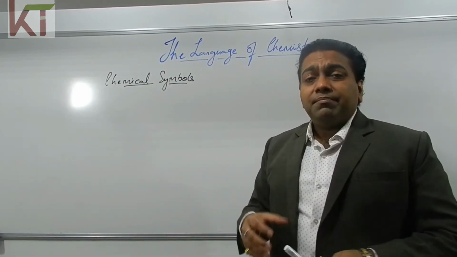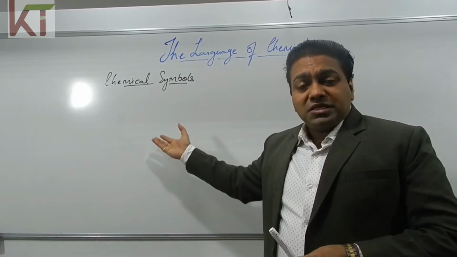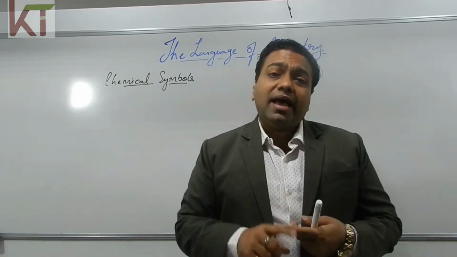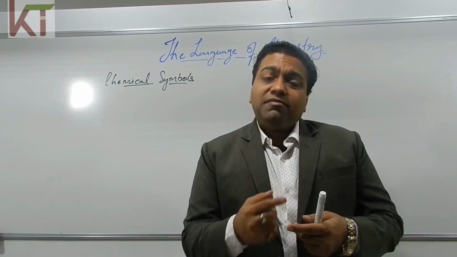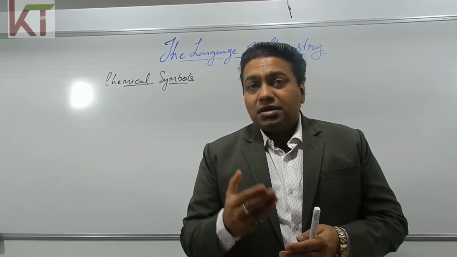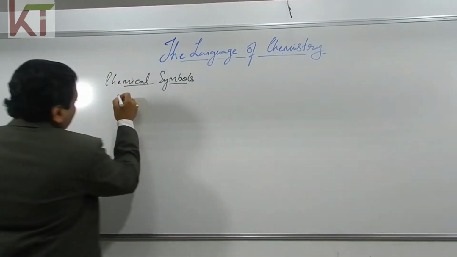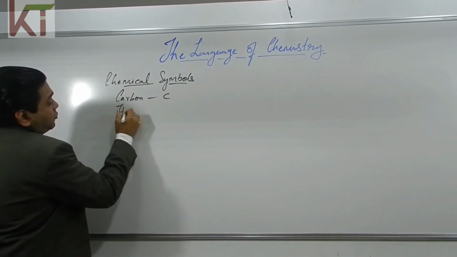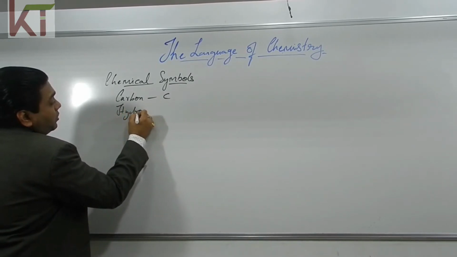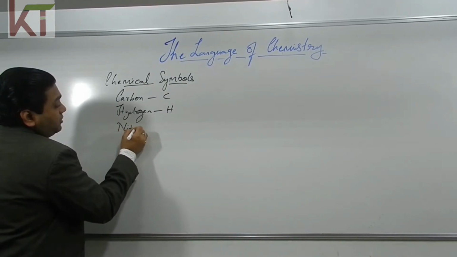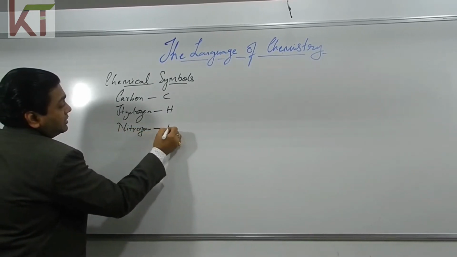Now, for example, we discussed a lot of examples last time. I'll be discussing some more of them. So, how do we name the symbols? There are atoms which will have the symbols only with their first letters, like carbon, the symbol is C. Let me write carbon, symbol is C. Hydrogen, the symbol is H. I take nitrogen, the symbol is N.